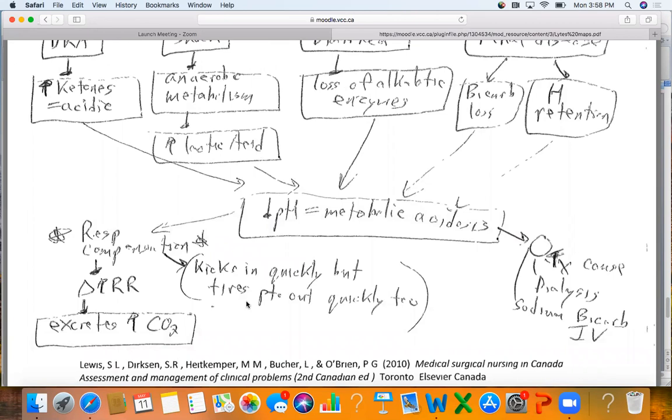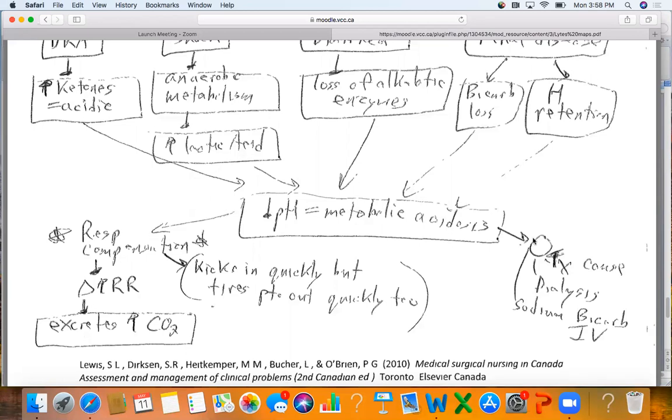Great, that kicks in really fast. The problem is, see how long you can hyperventilate for before you start to decompensate. It's very tiring to hyperventilate. So if we leave them out in the woods to hyperventilate and solve their pH issues, they're going to die.